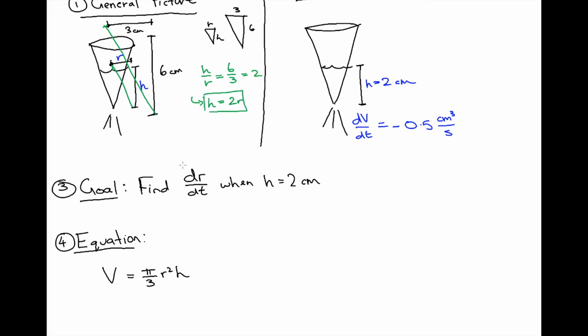Now I have a relationship between h and r that I can use to eliminate h from this equation altogether. You may ask, why don't I just eliminate r? Because I have an r squared. Well, I'm trying to solve for dr/dt, so it would be counterintuitive for me to remove the r. The h is the one that I want to eliminate, so let's put that in there.